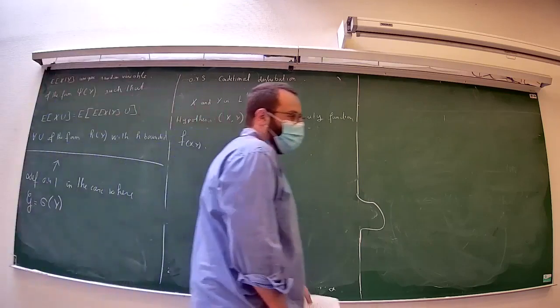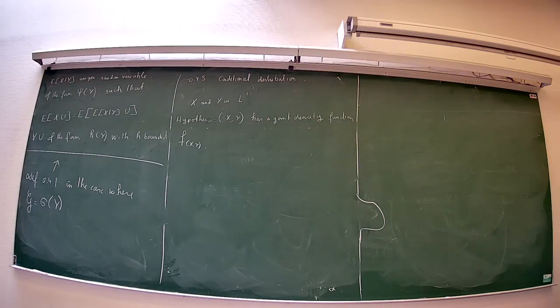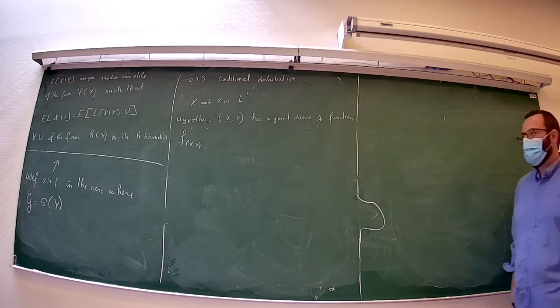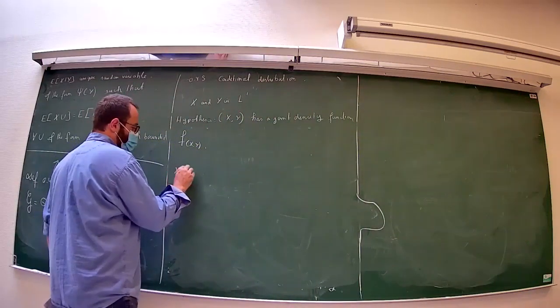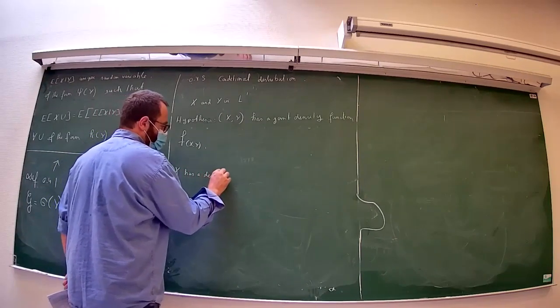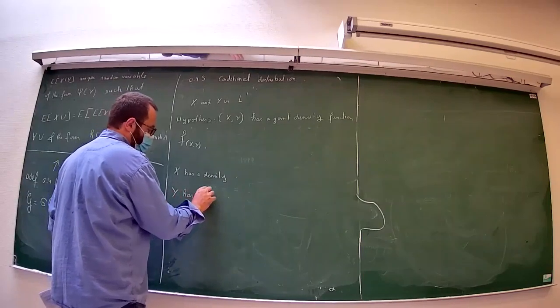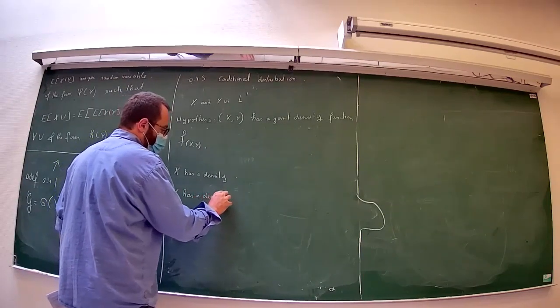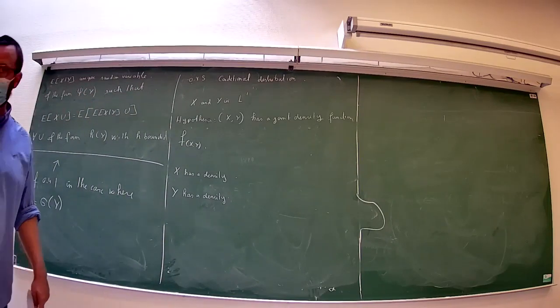Okay, so in fact, they have a density function also. If I have a joint density for the vector, each component has a density function. So in this case, x has a density, y also has a density, and you are able to recover the density of x and y from the joint density.